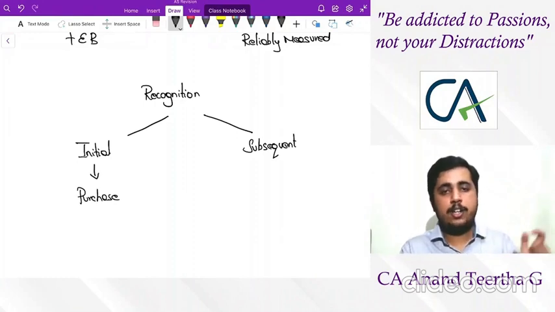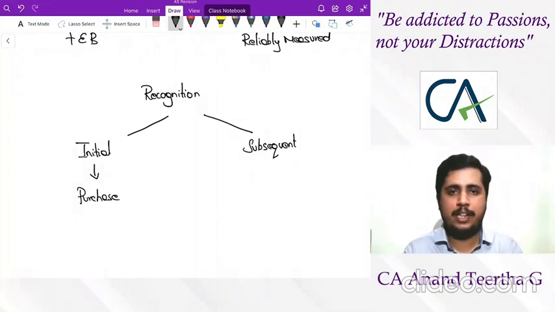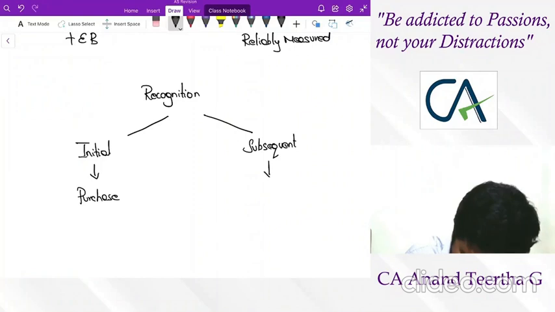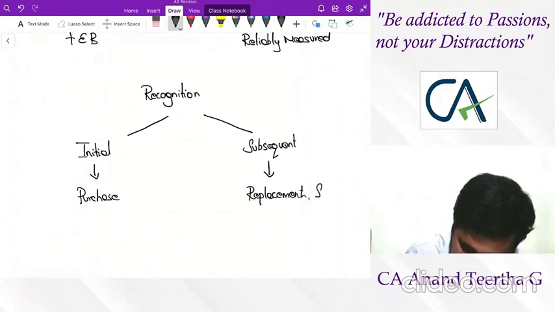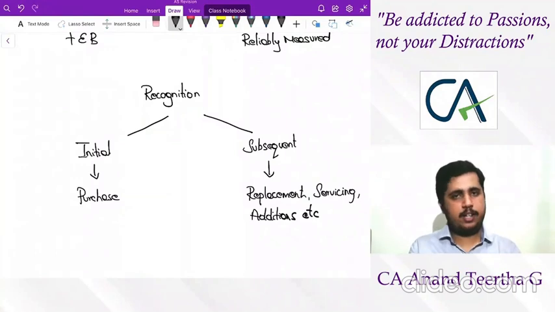Okay. Second, after you purchase the asset, you may have to incur certain other costs over the life of this asset. That will be called subsequent. Now, subsequent, either there might be replacements, there might be servicing, additions, etc. All these things will be considered as subsequent recognition.